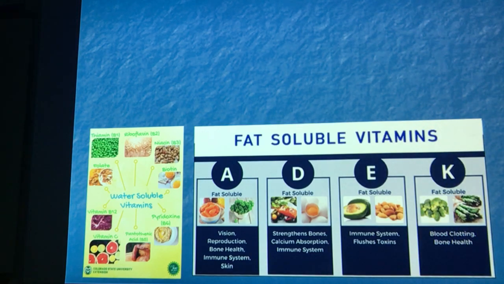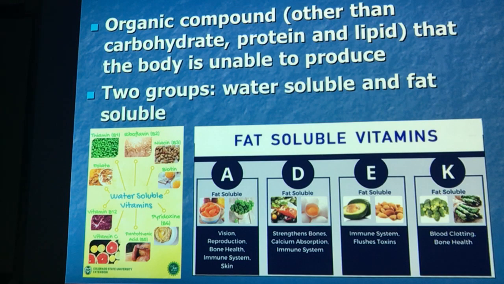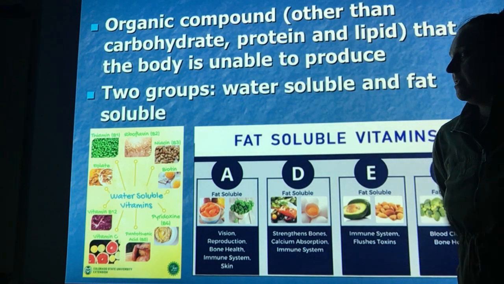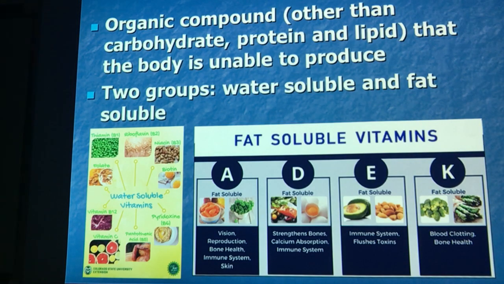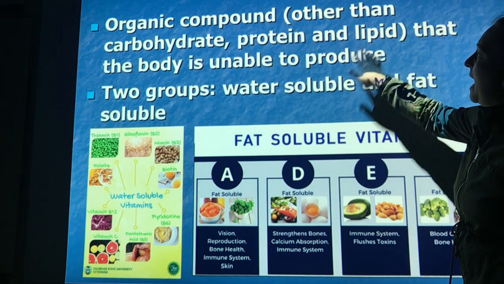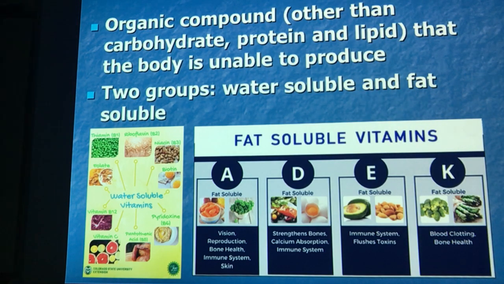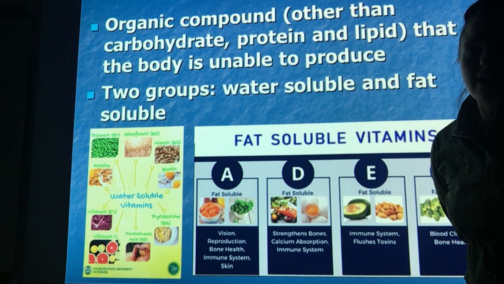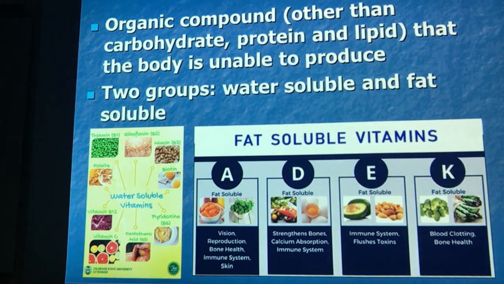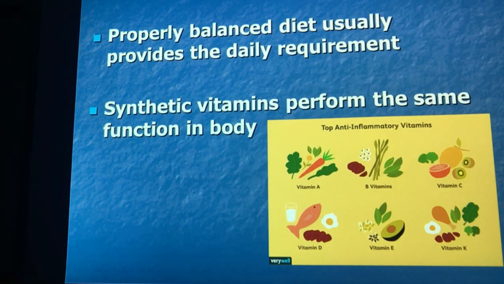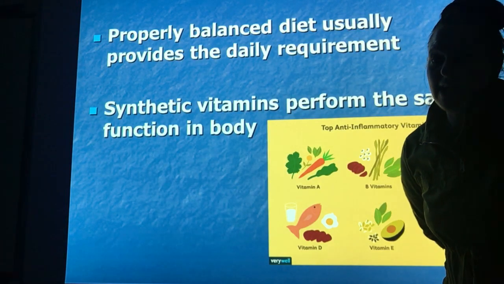Just very quickly, this won't be on our exam or on your test, but I'll go through it because it's still important to know. A vitamin is an organic compound that's not a carbohydrate, protein, or lipid, which is what we focused our lessons on. Your body cannot make vitamins, so you have to make sure you're eating a healthy diet to get your vitamins. There are two groups, water soluble and fat soluble. You only need them in small amounts, so if you're eating a healthy, properly balanced diet, you should be fine, especially at your age.